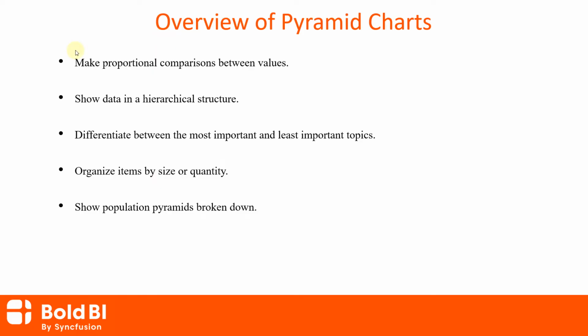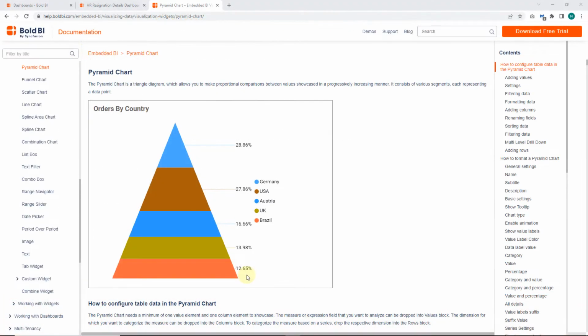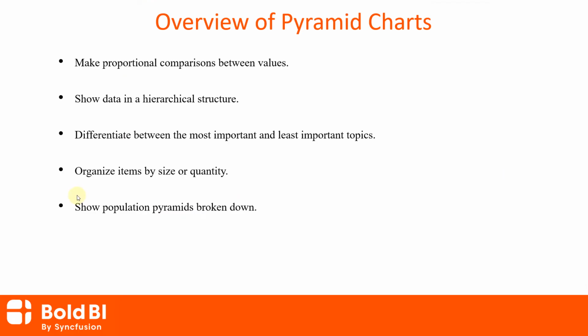The pyramid chart is a triangle diagram, which allows you to make proportional comparisons between values showcased in a progressively increasing manner. It shows data in a hierarchical structure. Using this chart, you can differentiate between the most important and least important topics. Then, utilize it to organize items by size or quantity. This chart is typically used to show population structures.